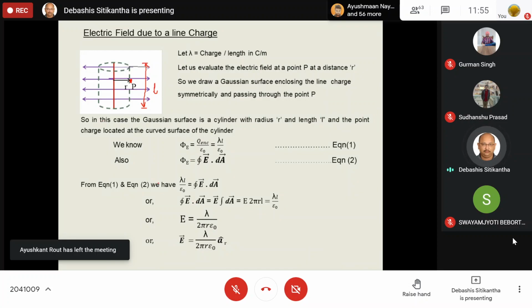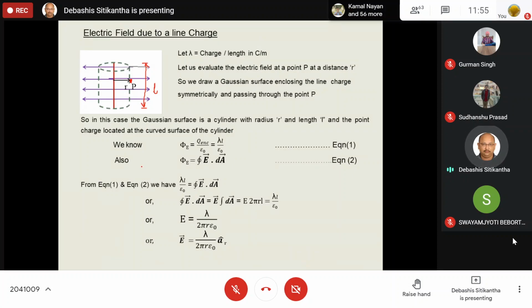Now the same procedure. From Gauss law, we know phi E is equal to Q enclosed by epsilon 0. So what is the charge that is enclosed by the Gaussian surface? It is lambda into L, because lambda is the charge per unit length, multiplied with L, is going to give you the total charge enclosed by the Gaussian surface. So over here I have written it as lambda L by epsilon 0.